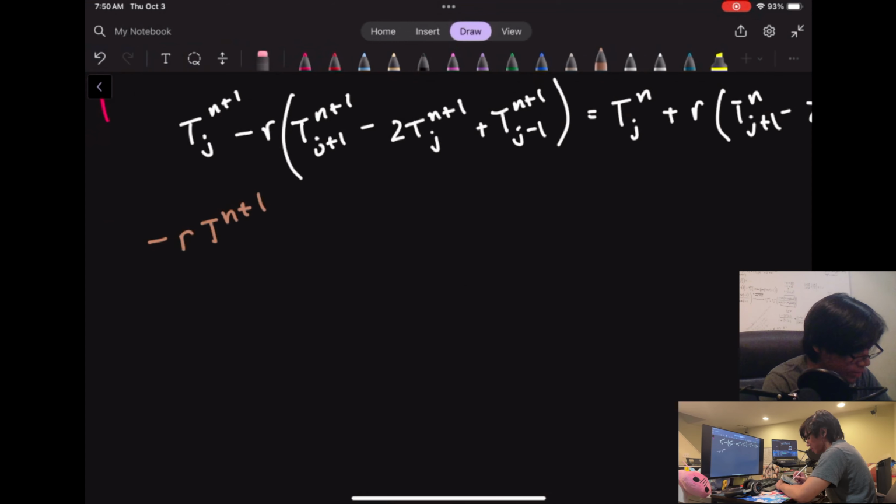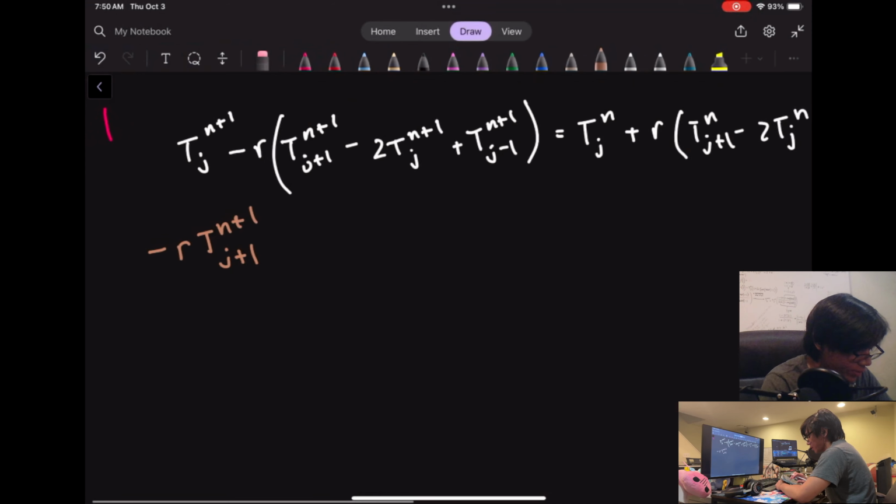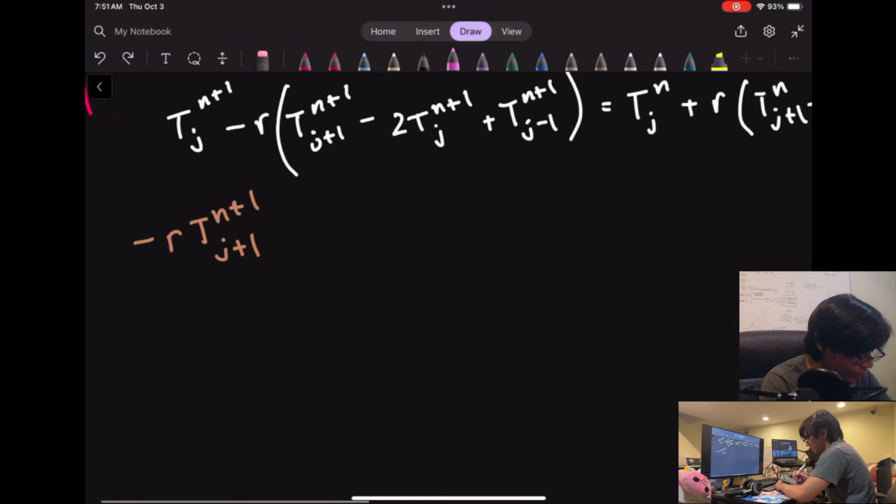So again, at the next time period at the next position, then we have like terms here. So what is that? 1 plus 2r, because of this negative sign. Negative negative makes a positive. So we'll do adding a 1 plus 2r. Then that is our base, T n plus 1 j.